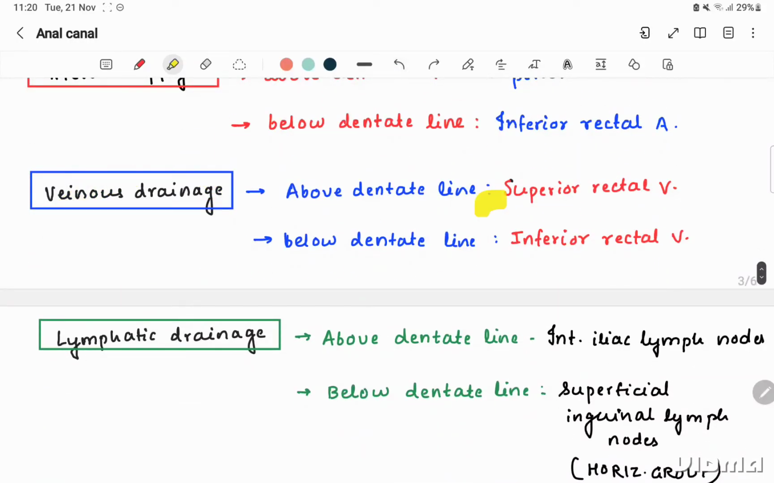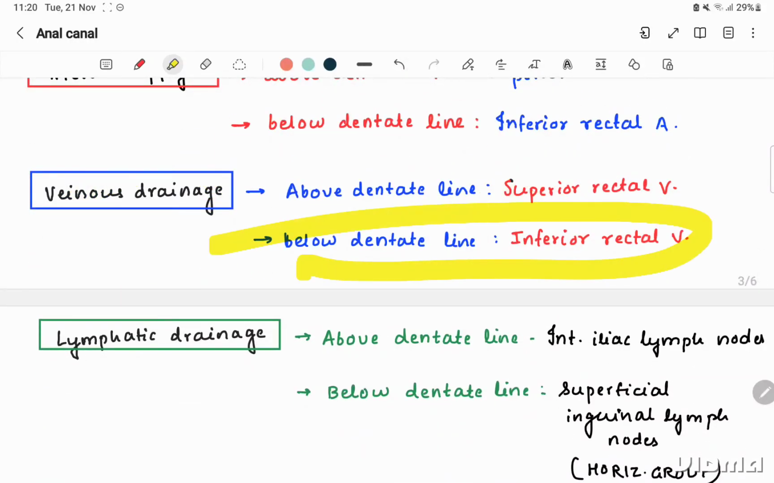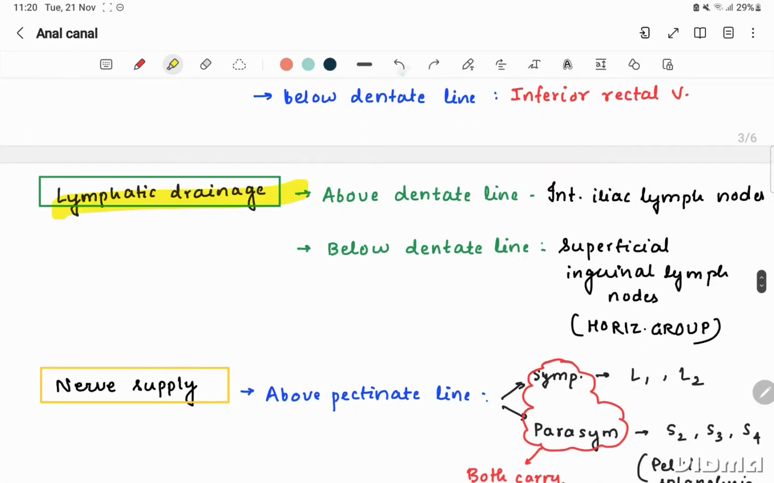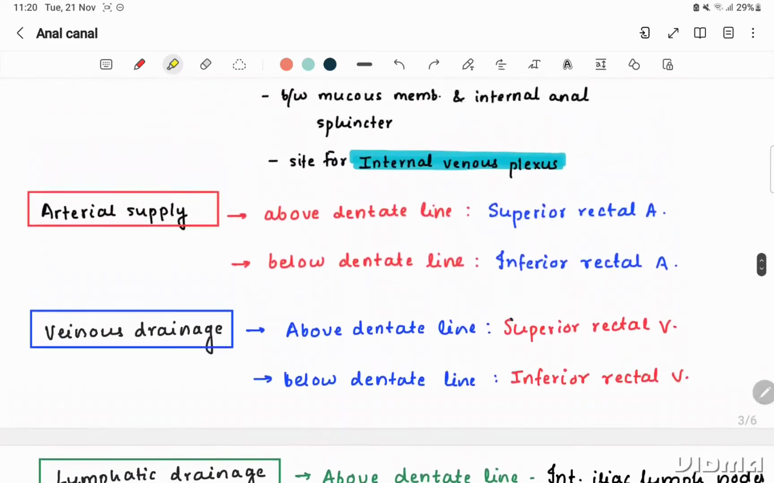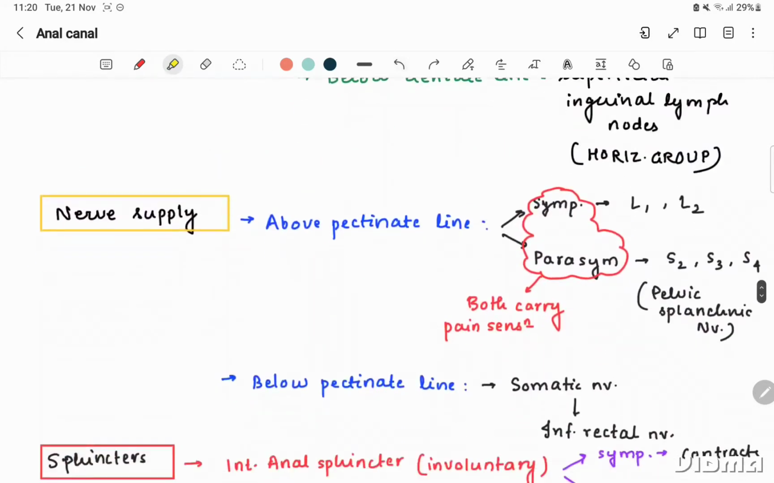Venous drainage: above the dentate line, superior rectal vein; below the dentate line, inferior rectal vein. Very easy. Lymphatic drainage: above the dentate line, internal iliac lymph nodes, and below the dentate line, you have the horizontal group of superficial inguinal lymph nodes. First, you have to remember the lymphatic drainage. The arterial and venous supply is very easy.